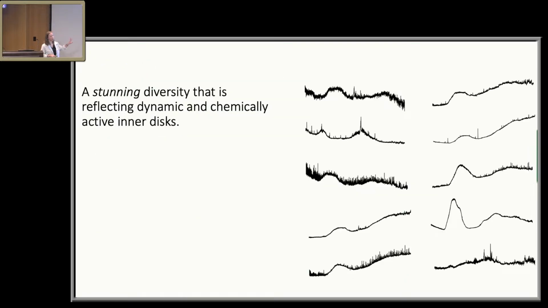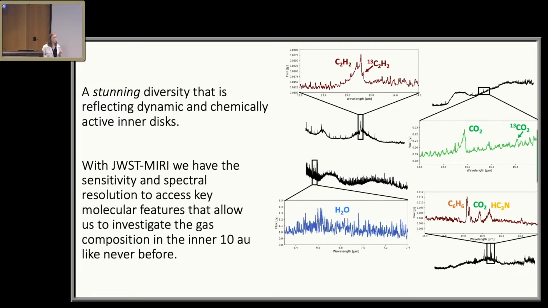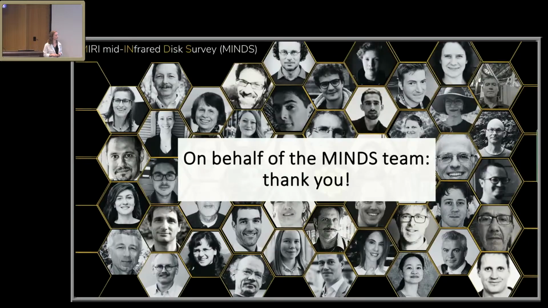So with that, I'll just wrap up here saying we see a stunning diversity of disk spectra and molecular emission and dust features. And it's really reflecting an active chemistry in these inner disks, really dynamic inner disk. But it's really with the power and the spectral resolution of MIRI MRS that we're able to zoom into the details of that molecular emission to start to probe the gas properties in much more detail than we've ever been able to do before. And that's really where I think the key science is that we're going to get out of these data. And so on behalf of the MINDS team, thank you.